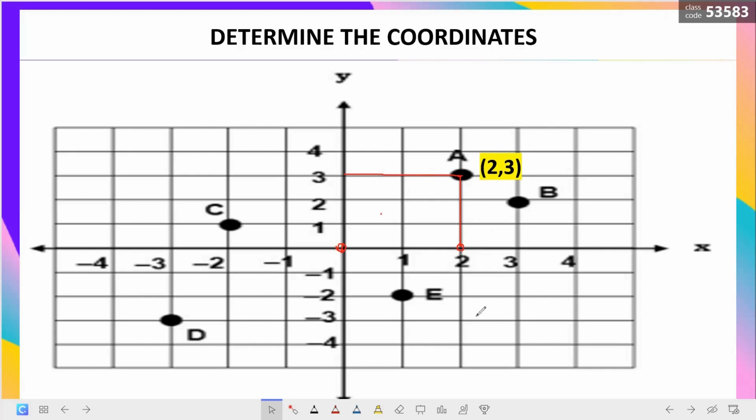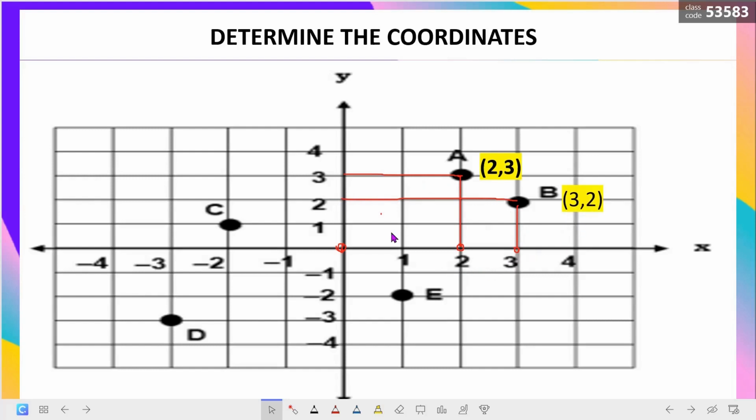Okay, let's go to point B. From the origin, we move to the right, of course, because point B is to the right. 1, 2, 3. That's our corresponding value for the x coordinate. And along the y-axis, what value does it correspond to? You can see it corresponds to y equals 2.